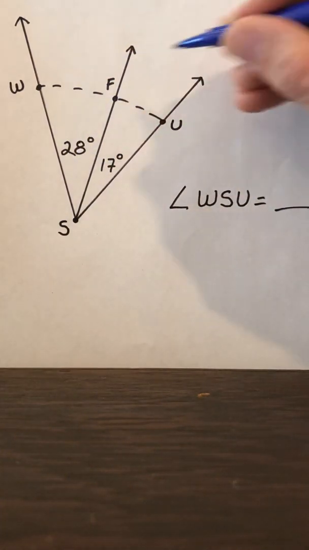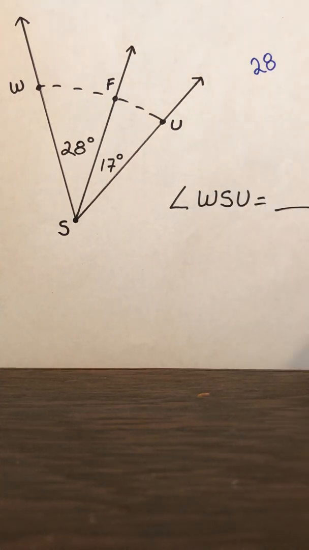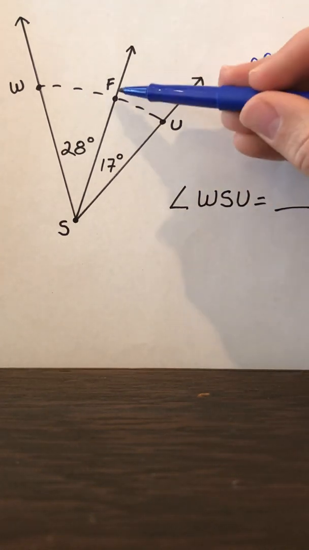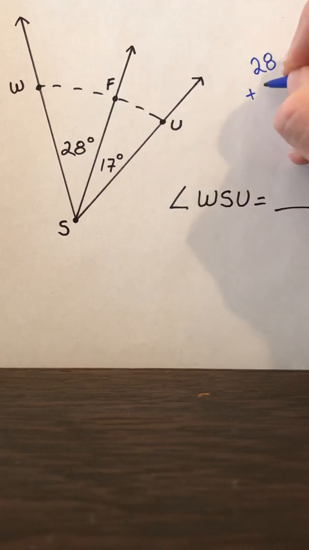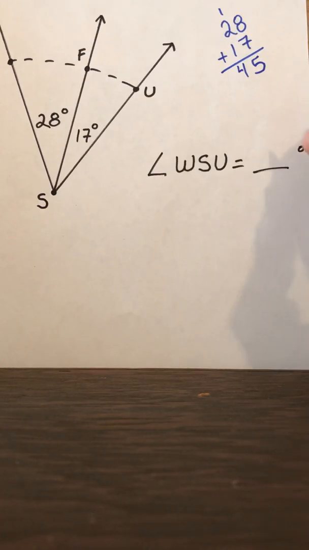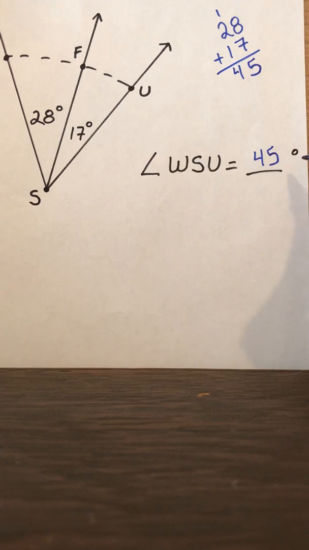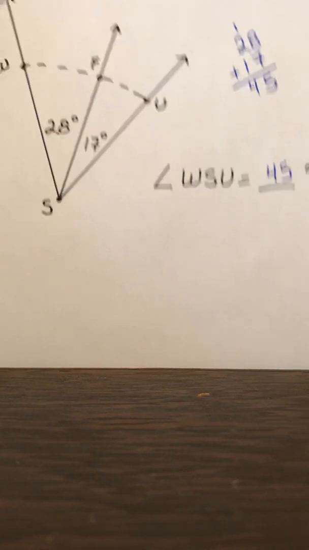So let's add it up. WSF is 28. Then we're going to add the FSU, which is 17. 7 plus 8 is 15. Put a 5, carry a 1. 1 plus 1 is 2. 2 plus 2 is 4. And we end up with the answer of 45 degrees. Now you may not have seen this in the shot earlier, but there's the degree sign.